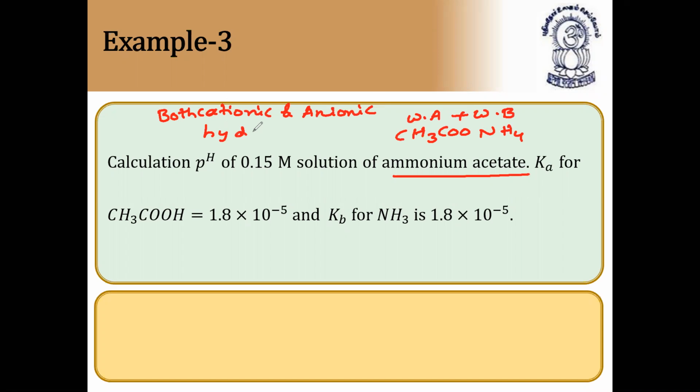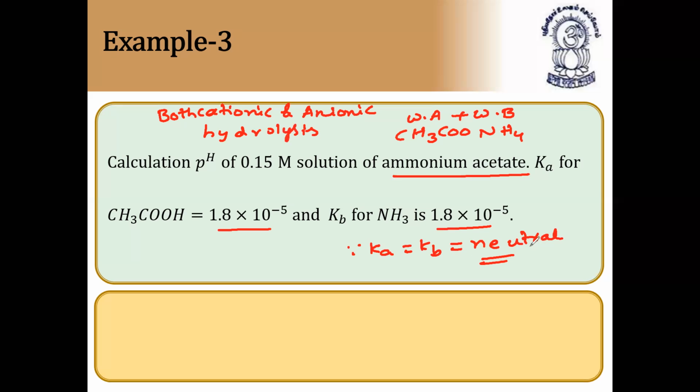Point number 2. So Ka for acetic acid is given as 1.8 × 10 to the power minus 5. Kb is 1.8 × 10 to the power minus 5. Since Ka is equal to Kb for this, the solution is neutral. Straight away we can say, no need to calculate anything. Even if you calculate, you'll get the same thing, because the Ka value is given as 1.8 × 10 to the power minus 5, and Kb for ammonia is also 1.8 × 10 to the power minus 5. So on the whole, the solution becomes neutral.